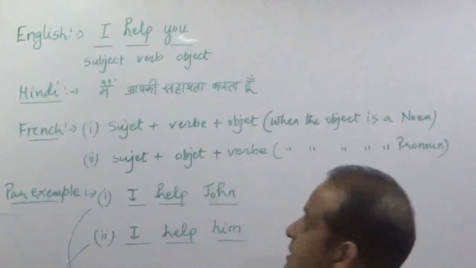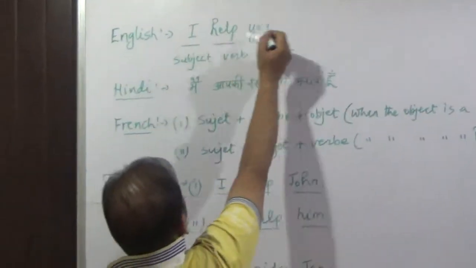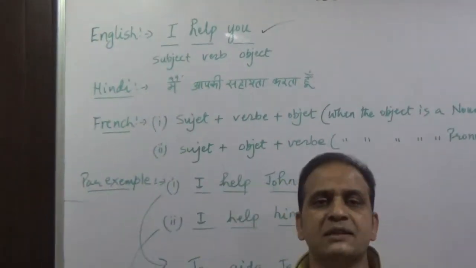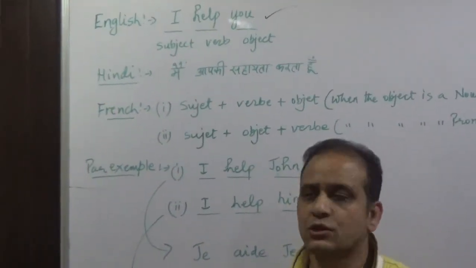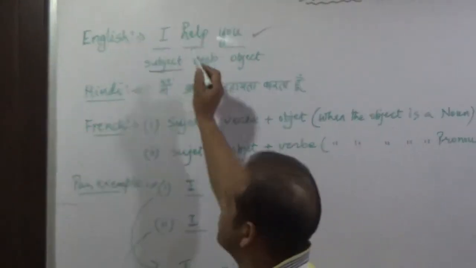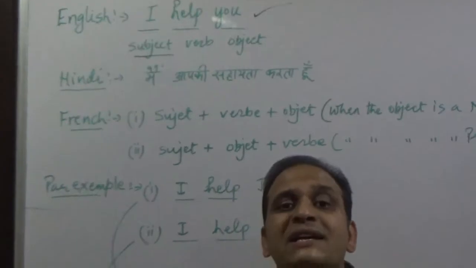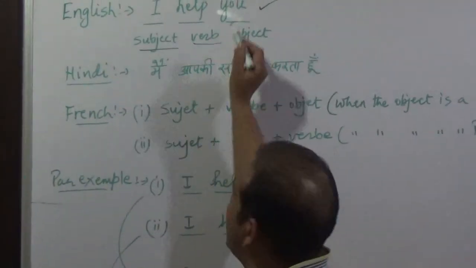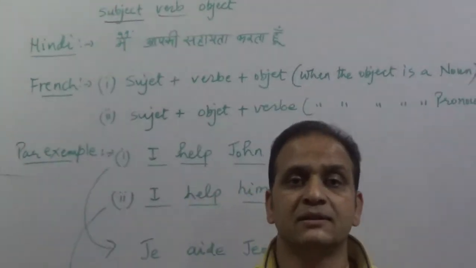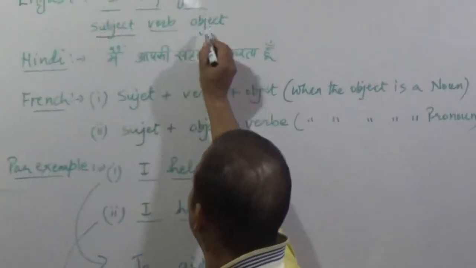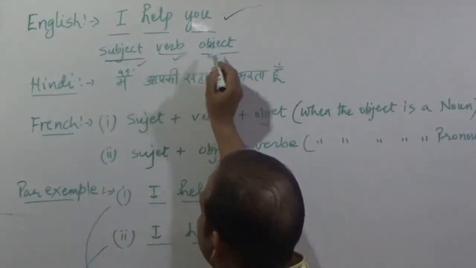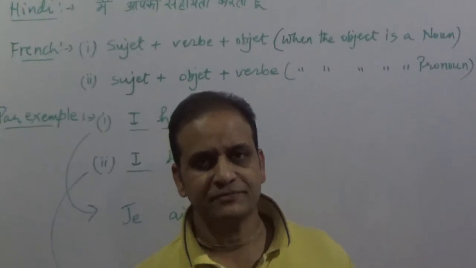In English, we say "I help you." Here you see, I is the performer of an action. So the one who performs an action, we call him the subject. Help, that is the main action, we call it the verb. And you is the person for whom that action is done. So that is called the object. So in English, you see the sequence is what? First we use subject, then verb, and then object.